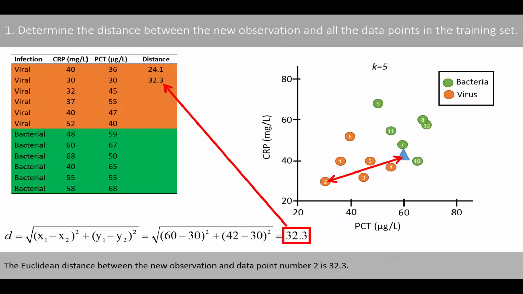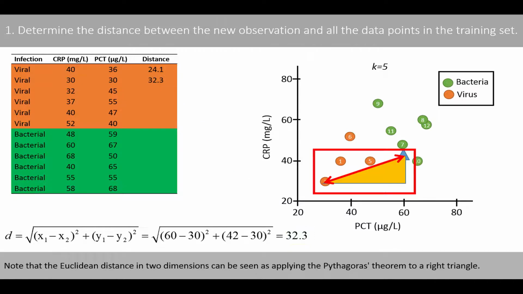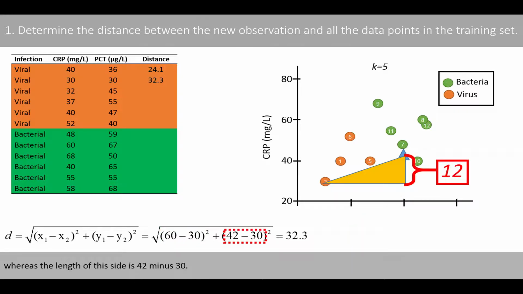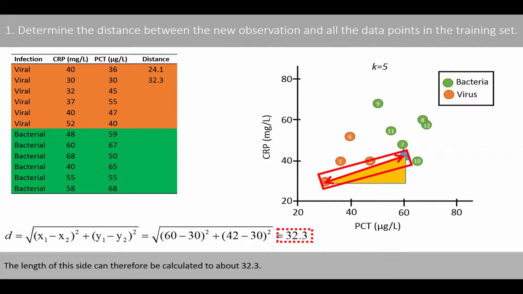The Euclidean distance between the new observation and data point number 2 is 32.3. Note that the Euclidean distance in 2 dimensions can be seen as applying the Pythagoras theorem to a right triangle. We know that the length of this side is 60 minus 30, whereas the length of this side is 42 minus 30. The length of this side can therefore be calculated to about 32.3.